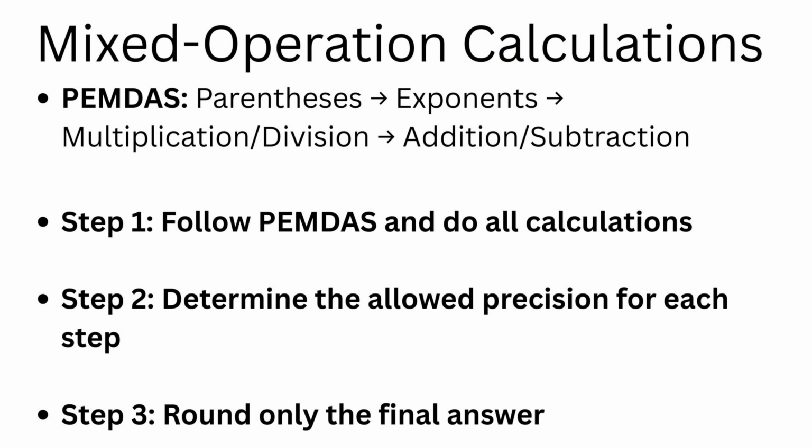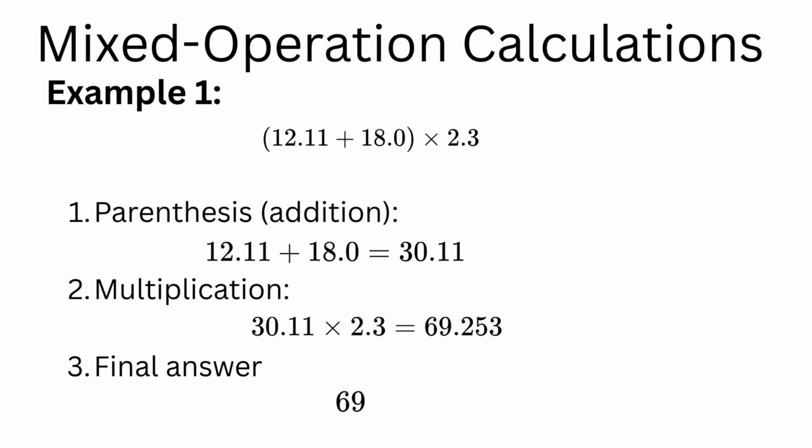Let's take some examples. Example number 1. In parentheses, 12.11 plus 18.0, parentheses closed, times 2.3. According to PEMDAS, parentheses operation has to be done first. So 12.11 plus 18.0, the result will be 30.11, but you are only allowed one decimal place. So if that makes you comfortable, underline the first 1 in that number, 30.11. This will give you a signal how many digits you are allowed to keep in your first operation.